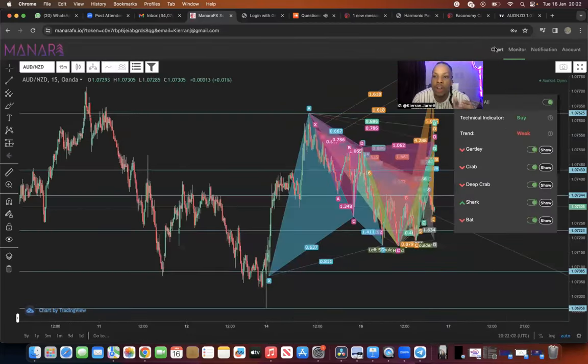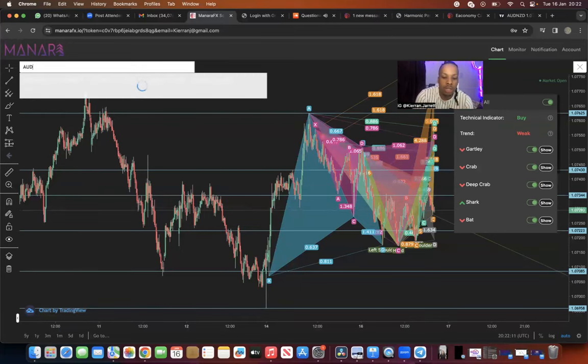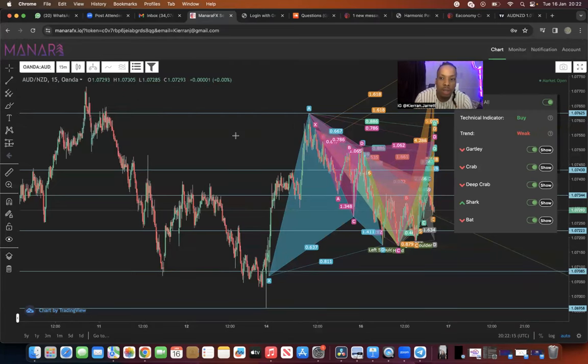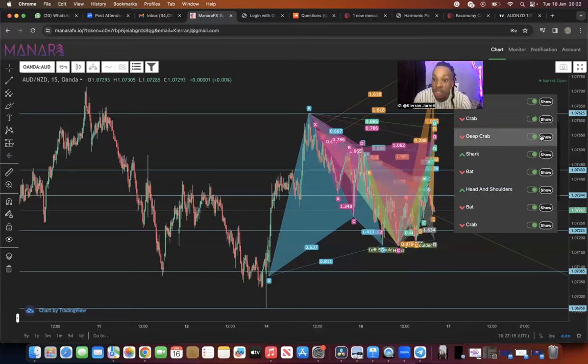Once you find a trade on the monitor, if you want to see a bigger version of it, go to chart and type in the currency pair. We tend to use Oanda. So AUDNZD, you will see that Oanda pops up. You click Oanda, and then over here you have your settings. Which strategy do you want to see right now? We want to see our bat pattern.